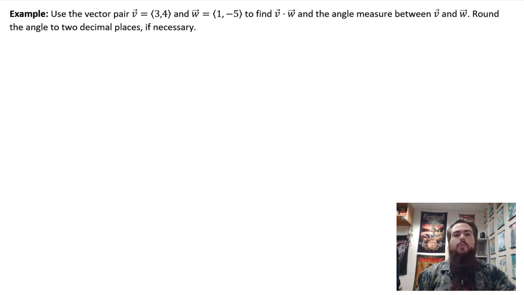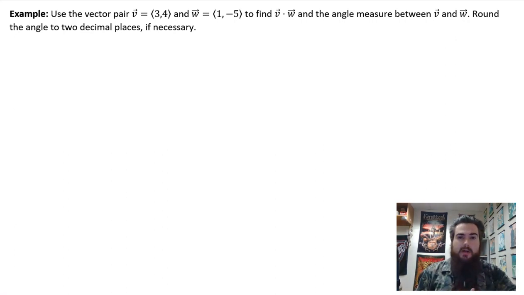In this example, we will use the vector pair 3, 4 for v, and w equals 1, negative 5 to find the dot product of v and w, or v dot w, and the angle measure between v and w. We'll round the angle to 2 decimal places if necessary. Now to find the dot product of v and w, it's relatively simple.